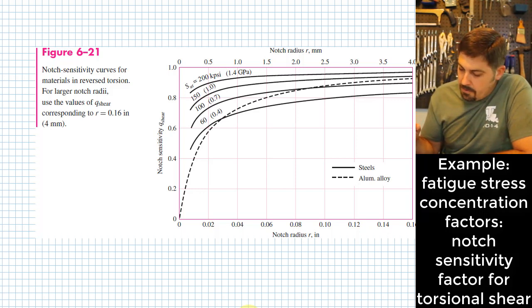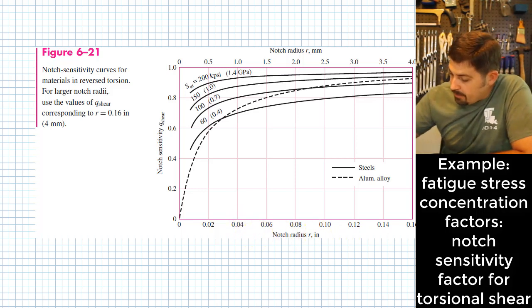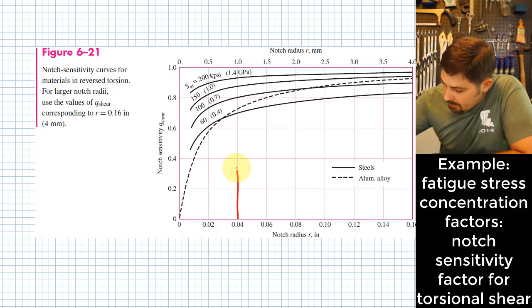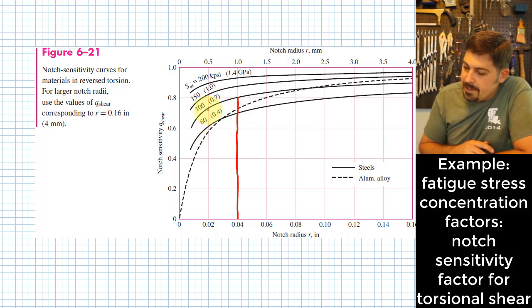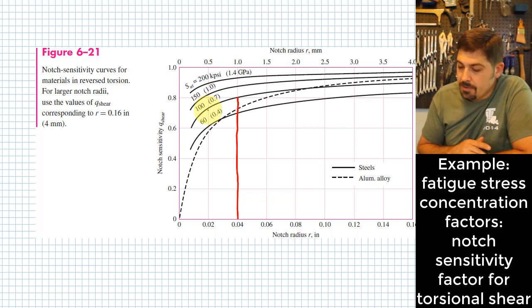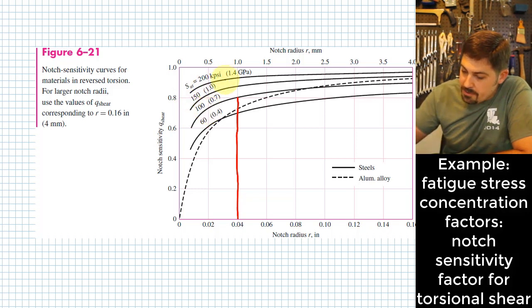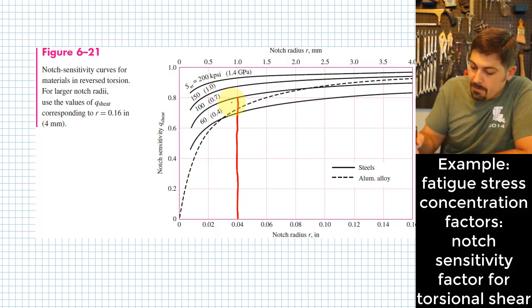All right, so first of all, what's our notch radius? Well, that's actually pretty easy. We're right along here, and we read up. We're not far away from a 100 ksi value for our ultimate strength. That's what each of these curves is, your ultimate strength. And so that tells me that my notch sensitivity will be about 0.8. They call that in the book q shear.